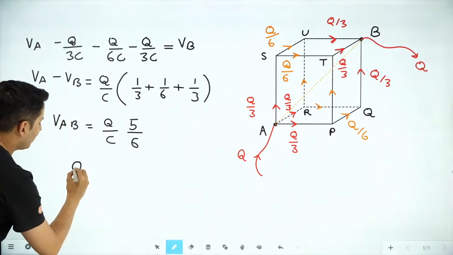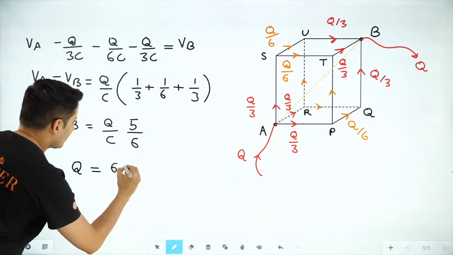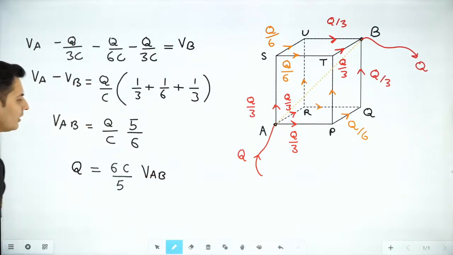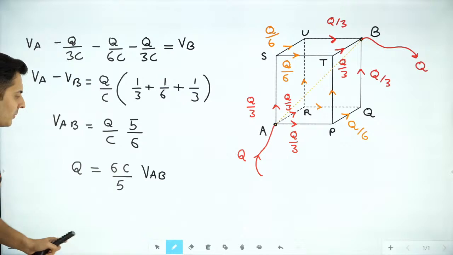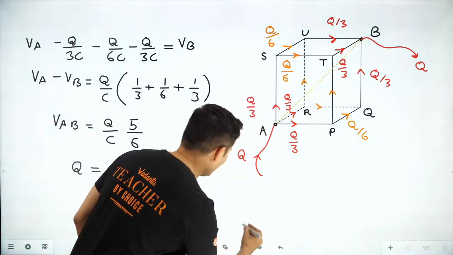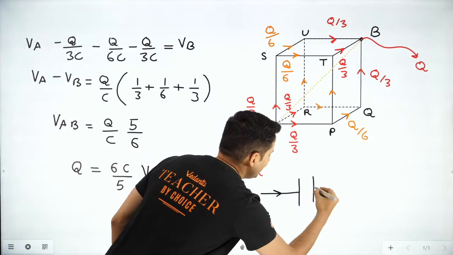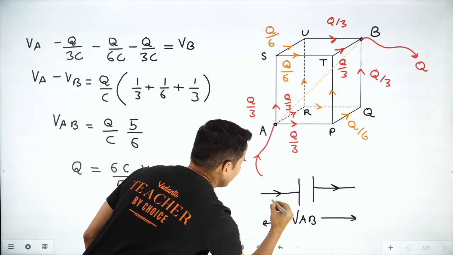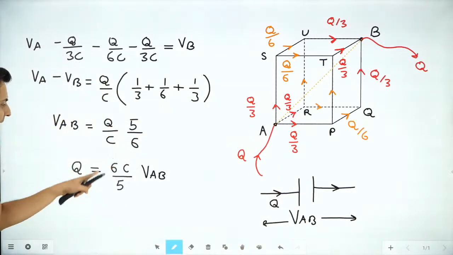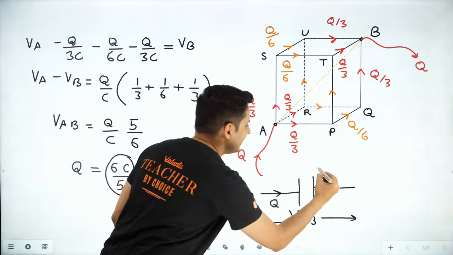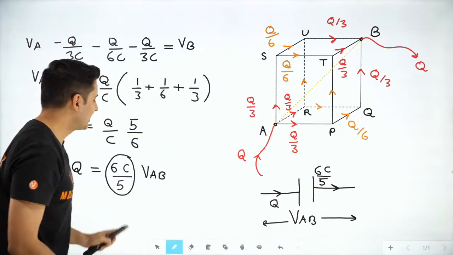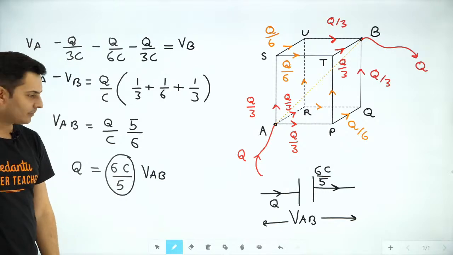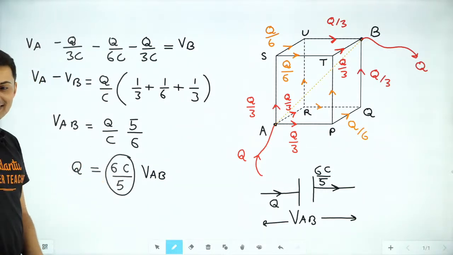Now comes the best part. Q is equal to 6C by 5 into VAB. You know what this equation means? This means that had you given this charge to a capacitor with the same voltage difference AB, then that capacitance will be 6C by 5. So that is the equivalent capacitance. That's it. Problem solved. Done. 6C by 5.